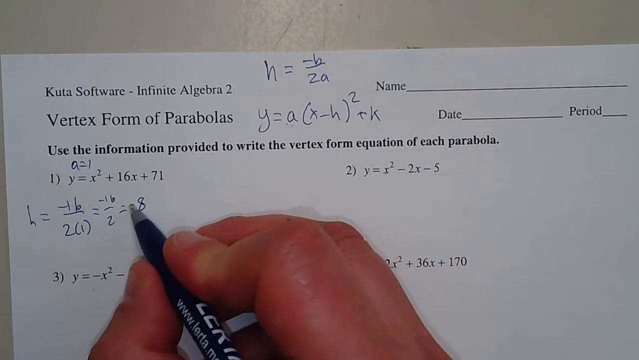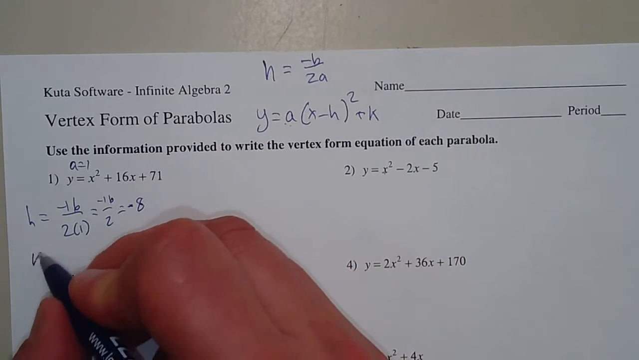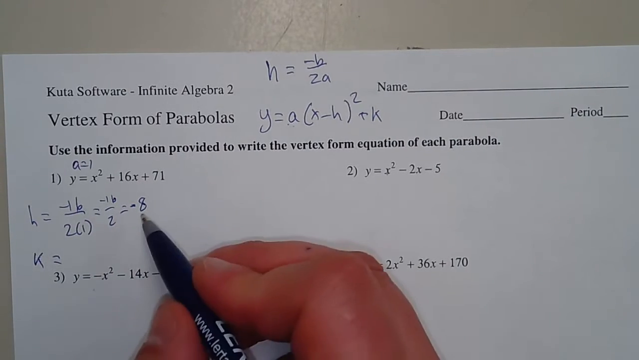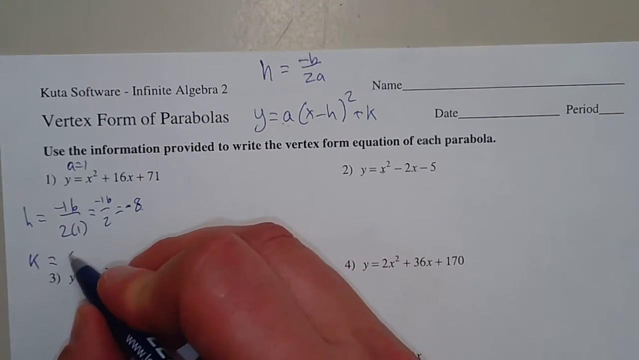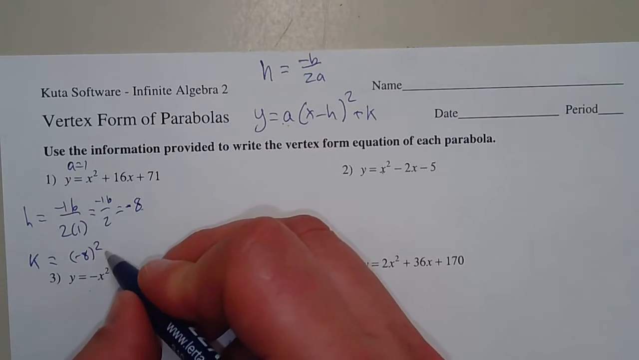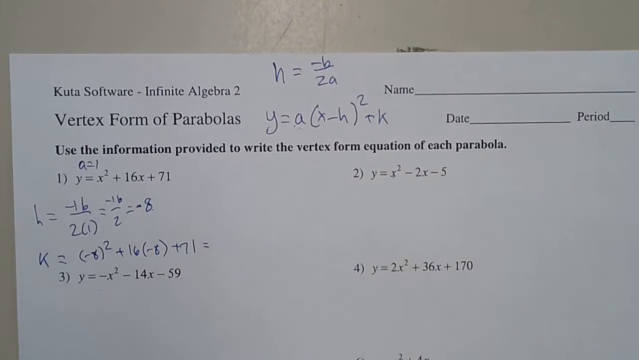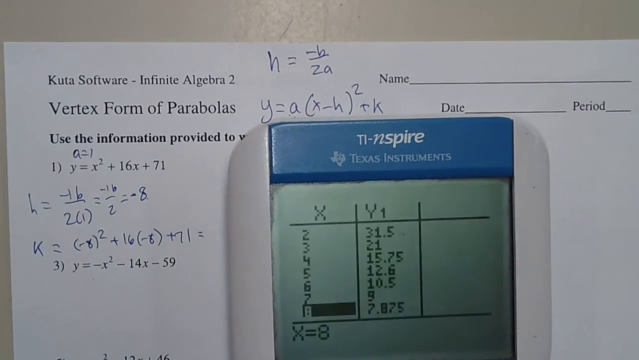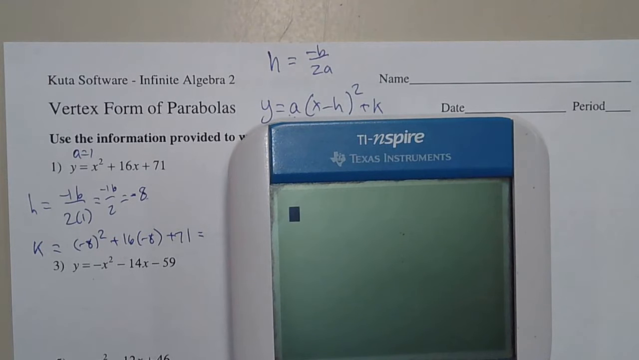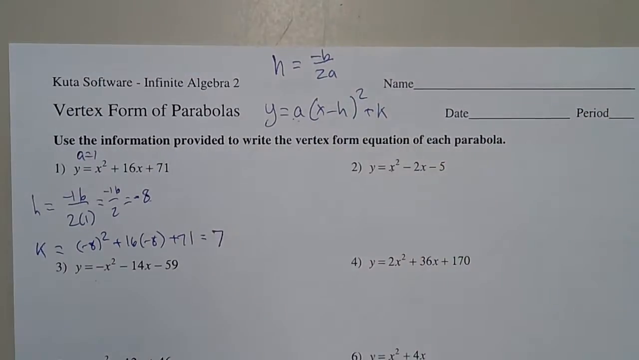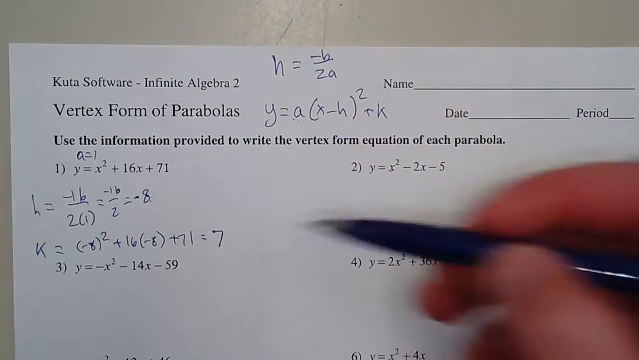Cool. The last thing I need to do now is, so I know my h, I need my k. So my k is going to be, if I take my h and substitute it in, negative 8 squared plus 16 times negative 8 plus 71. More than likely, you're probably going to want to use a calculator on those. And if you're going to use a calculator, use it correctly. Substitute in with parentheses: negative 8 quantity squared plus 16 times negative 8 plus 71. So it gets 7. All right, sweet. So now I have every piece of information I need. I have a, I have h, I have k.